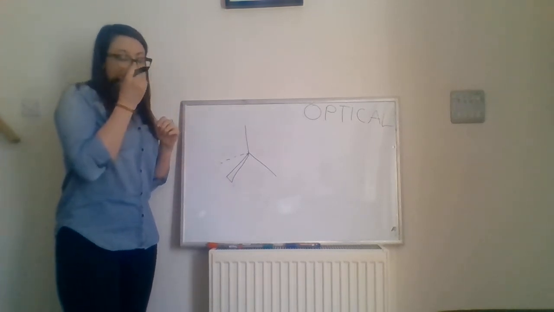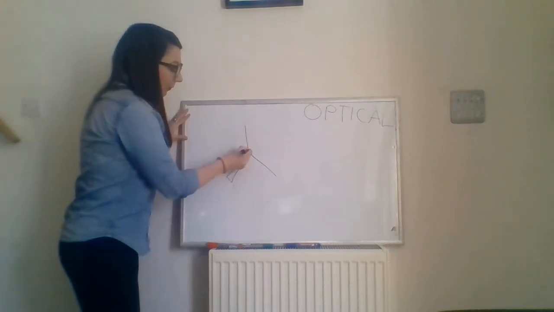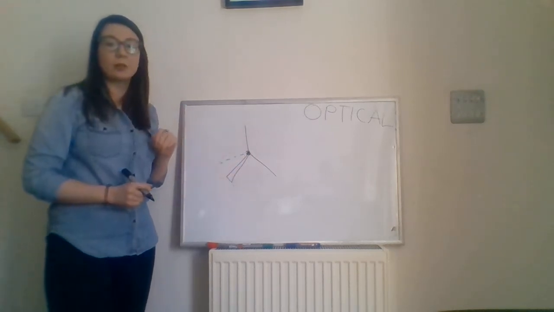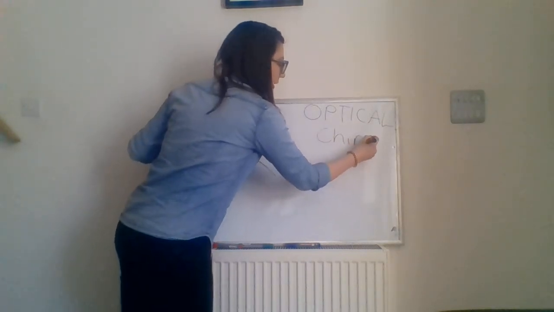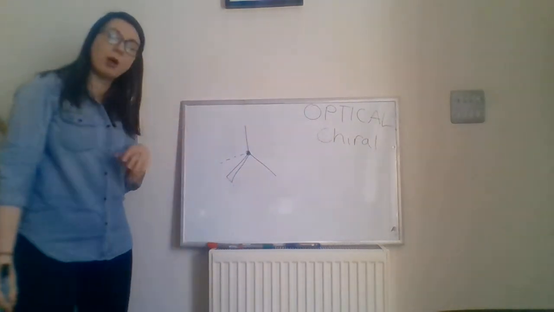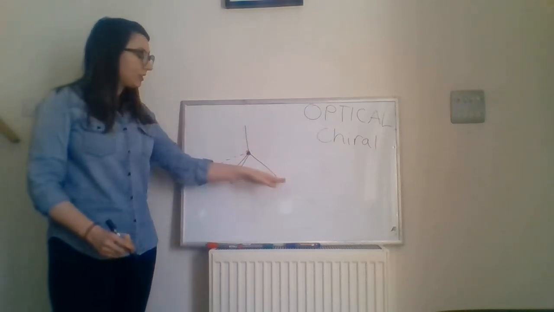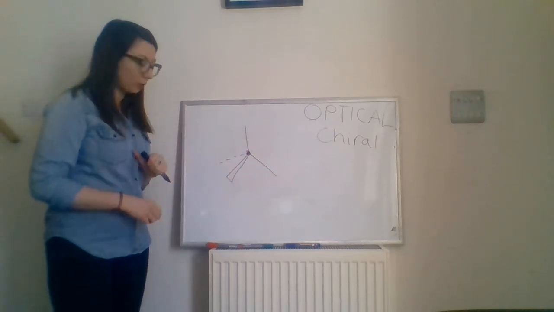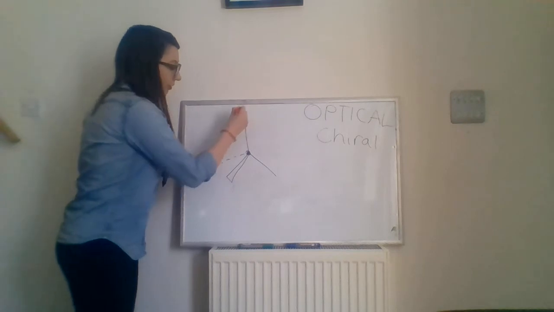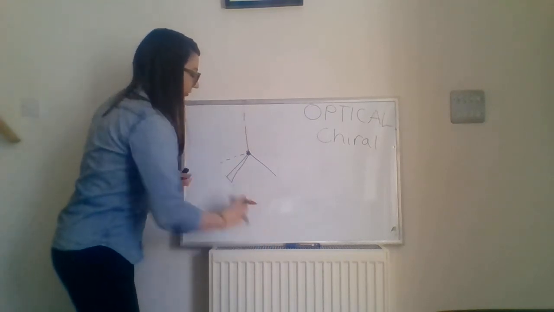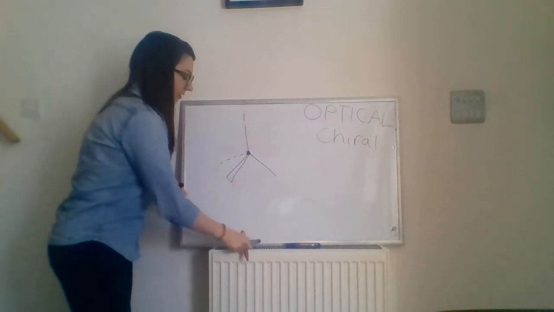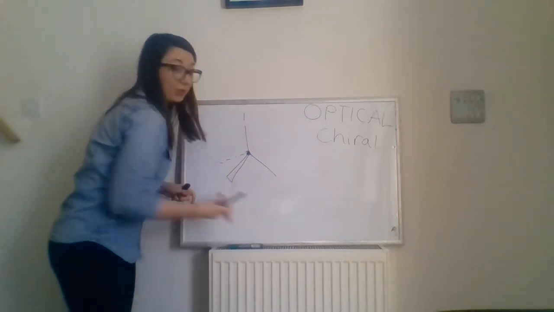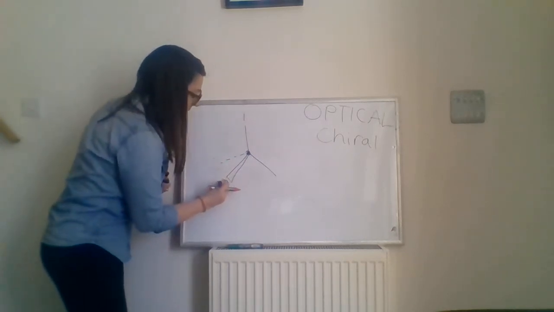The key thing about this is that for this to happen, we have to have a special kind of carbon called a chiral carbon atom, and a chiral carbon atom has 4 different things at the end of its 4 bonds. So I'm just going to represent them as different colours. It doesn't matter what these things are, as long as they're all different, this kind of isomer can occur.